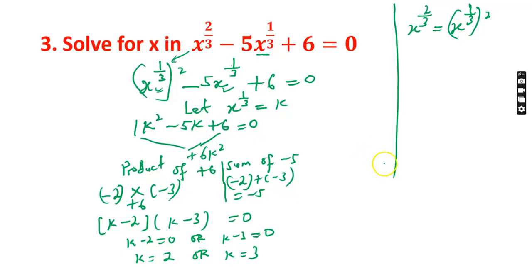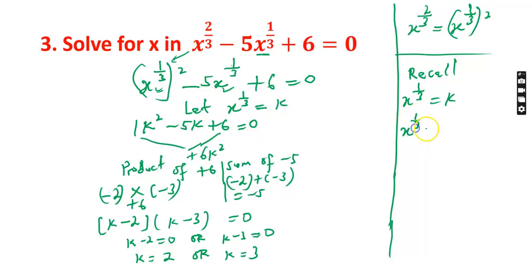Mind you, we are not asked to find k, we are asked to find x. So recall that x raised to the power 1 over 3 is equal to k. I'll do the two of them, when k is 2 and when k is 3. So x raised to the power 1 over 3 is equal to 2, or x raised to the power 1 over 3 is equal to 3.